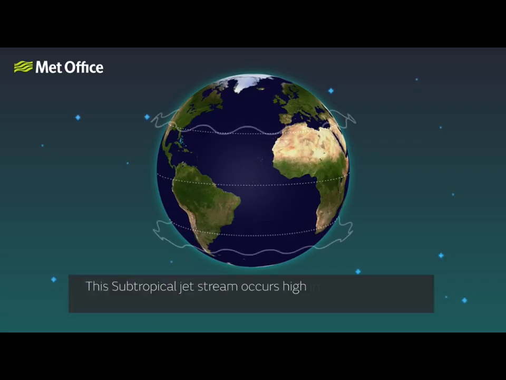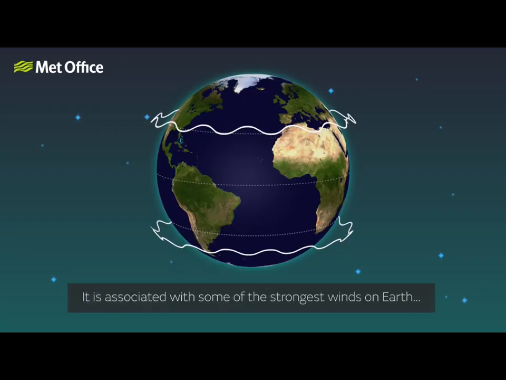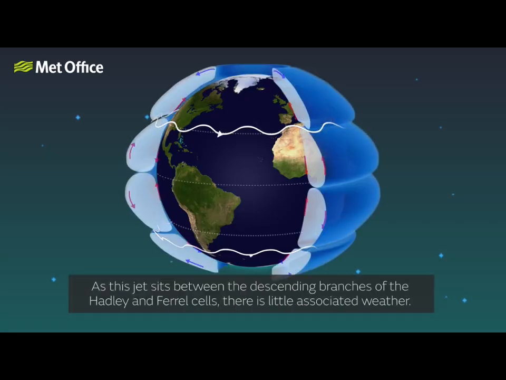This subtropical jet stream occurs high in the atmosphere between 12 to 15 kilometres. It is associated with some of the strongest winds on Earth, reaching over 280 miles per hour at times. As this jet sits between the descending branches of the Hadley and Ferrel cells, there is little associated weather.